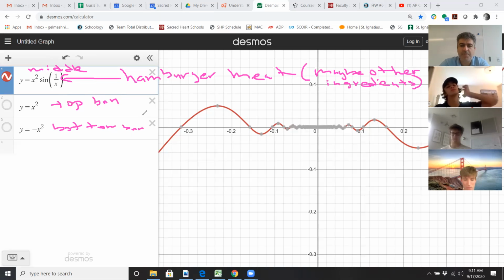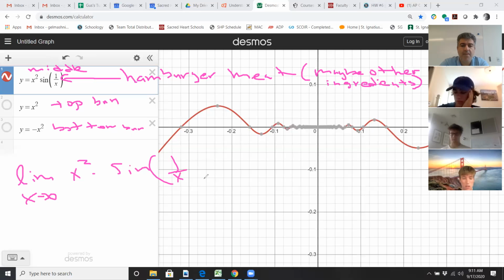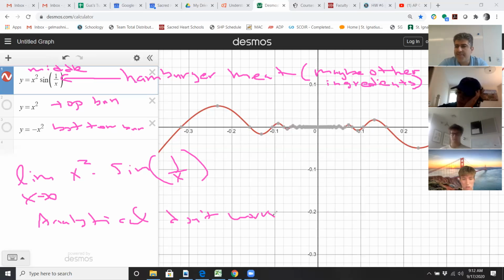So here's the middle. This is the graph, and that's what we're interested in. We're interested in finding that limit: as x approaches 0 of x squared times sine 1 over x. Now, here is the issue. Analytical techniques don't work. I can't think of an analytical technique to find this limit.